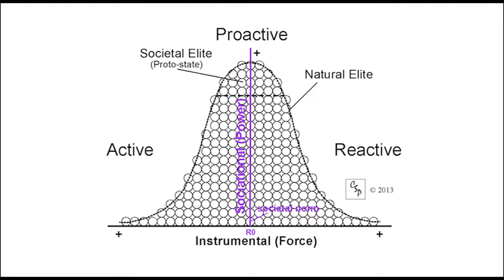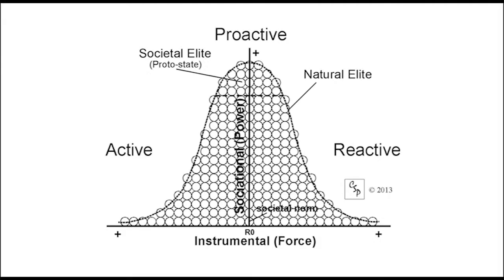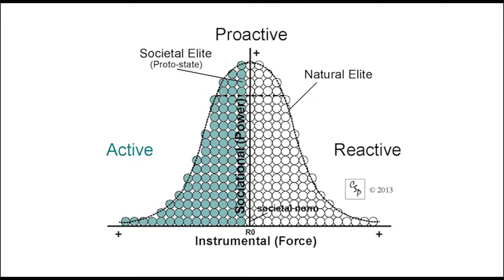Individual dispositions identify the maximum potential form of action in which a certain individual will engage in pursuit of personal interest. Individual action at any point in time results from some combination of emotive stimuli, material incentives, opportunities, self-restraint, and social constraints, and is governed by the conservation of energy principle and a cost-benefit calculus. These conflict conditioning factors will be discussed in more detail later in the video sequence when we discuss the political economy of conflict management. What is important to the current examination of the social identity group is to emphasize the inherent social tension between the active and reactive sectors.